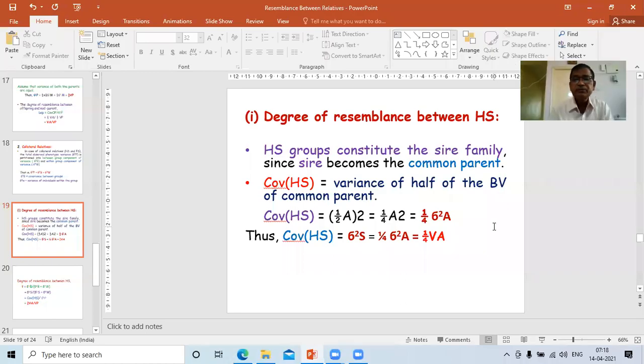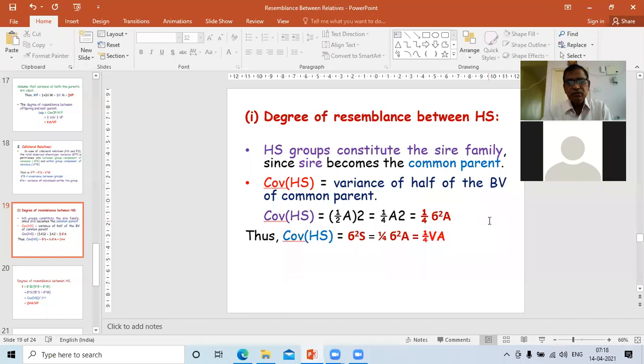The degree of resemblance between half sibs. The half sibs groups constitute the sire family since sire becomes the common parent. Clear? Half sibs किसको बोलते हैं? What is half sib? Who can say? आप तो बोलना चाहिए. So one parent is common. That means either sire or dam, any one of them will be the common.